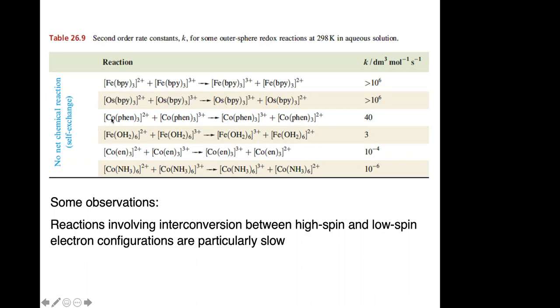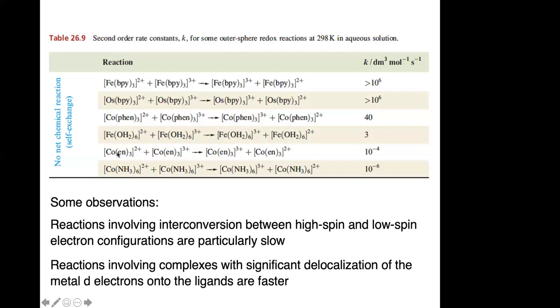If we think about the cobalt phenanthroline 2+/3+ self-exchange reaction, here you have some electron delocalization of the d electrons on the cobalt onto the phenanthroline aromatic system. What this means is that there are much more similar bond lengths for the cobalt-nitrogen bonds in the 2+ and 3+ complexes compared to the ethylenediamine or ammonia ligated species. So a second observation is that reactions for complexes where you have significant delocalization of the d electrons onto the ligands are faster.